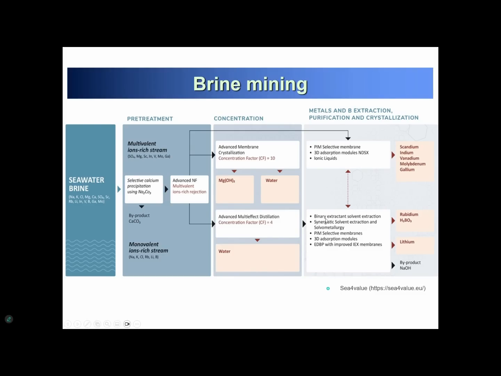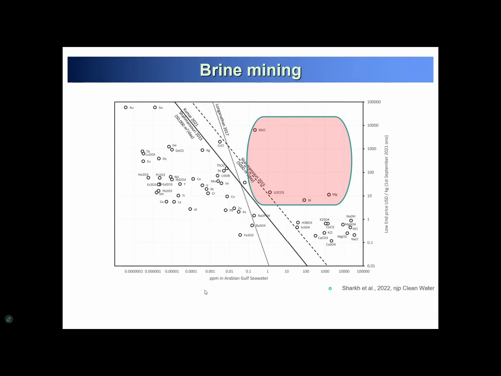So you can use binary extraction, solvent extraction, synergistic solvent extraction, polymer ion exchange membrane, 3D absorption, and ED bipolar membrane can be utilized to extract the monovalent ion. So that's how they like to implement it as a value project to recover different sources.